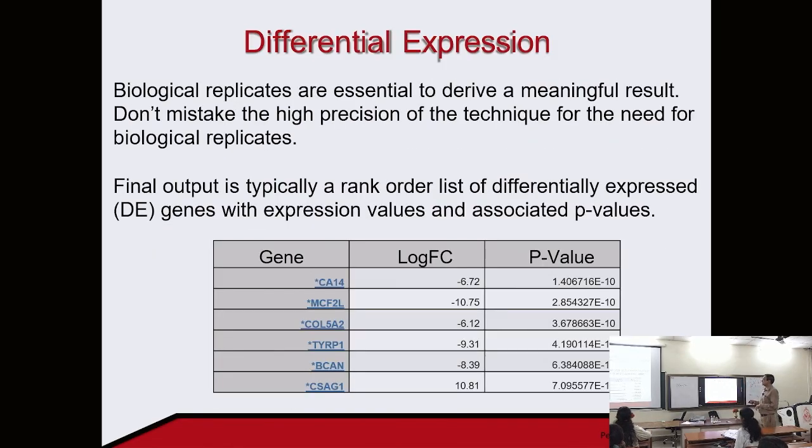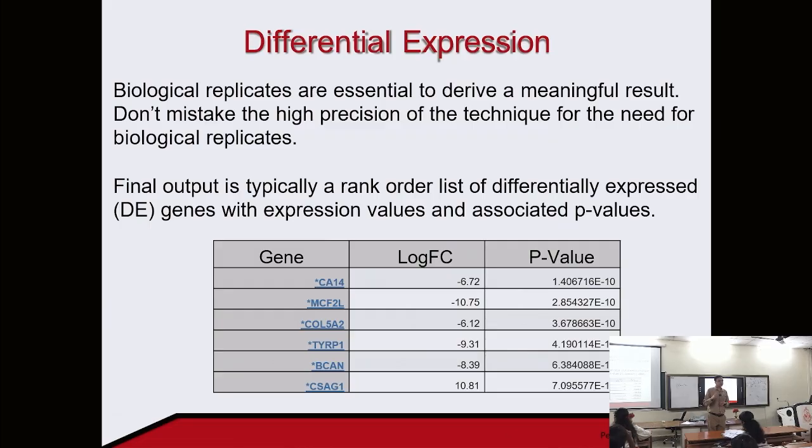You can see here in this table fold change, and actually it is log fold change, to help you visualize better the genes that are down regulated and those that are up regulated. So negative for down regulation, positive for up regulation.